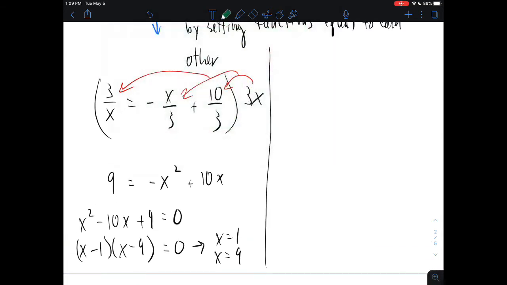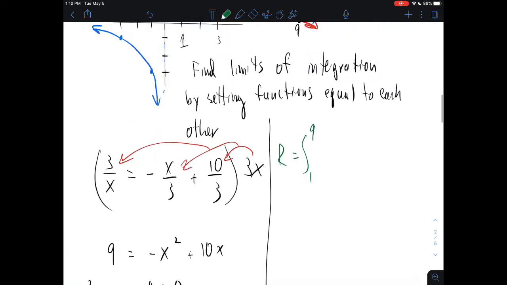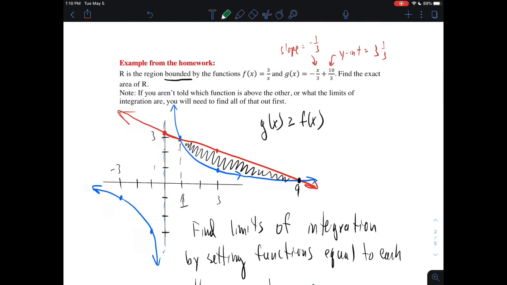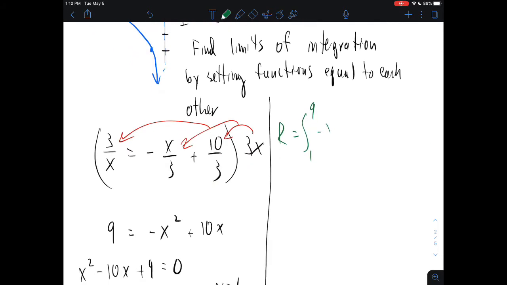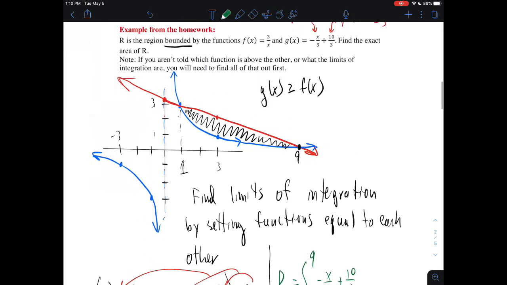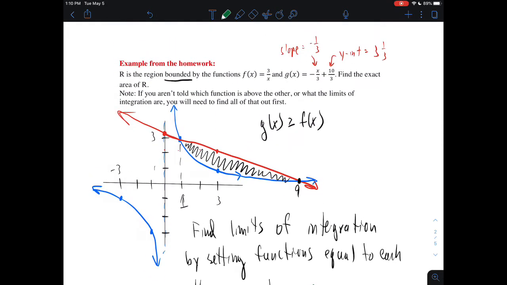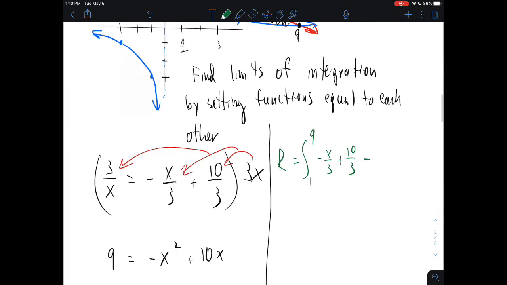They called that area or region R. It's the integral from 1 to 9. We need to now remember that g of x, the line, is above f of x. So the first function in our subtraction has to be negative x over 3 plus 10 over 3. And then I have to subtract my second function. So I have to subtract 3 over x. And then dx.